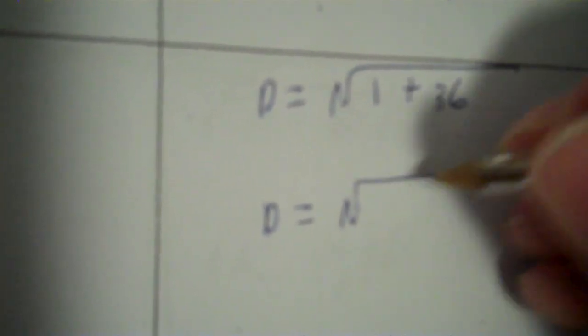And then we have the square root of 37, okay? Now the square root of 37 is irrational, it is not a perfect square, okay? So 37, what's it going to divide by? So 37 divided by 36, divided by 25, 16, 9.